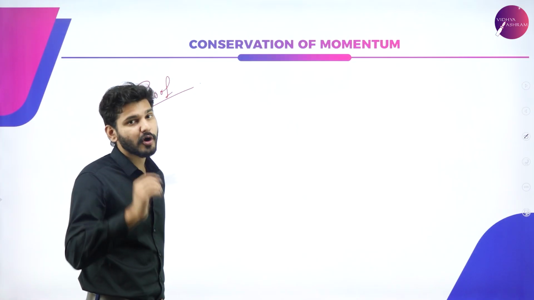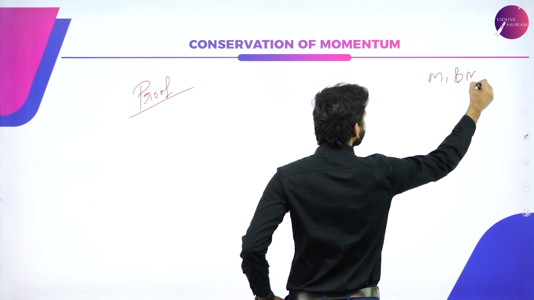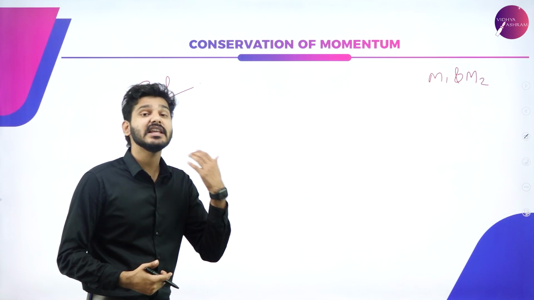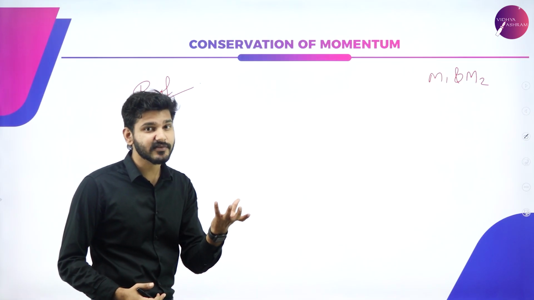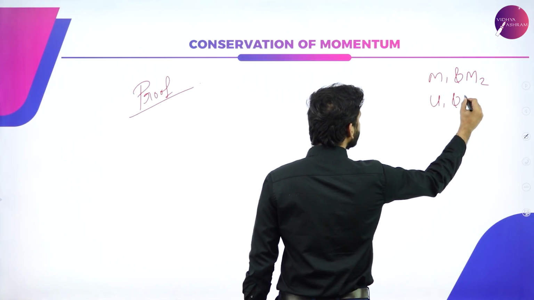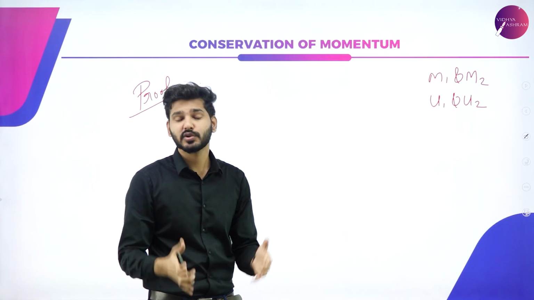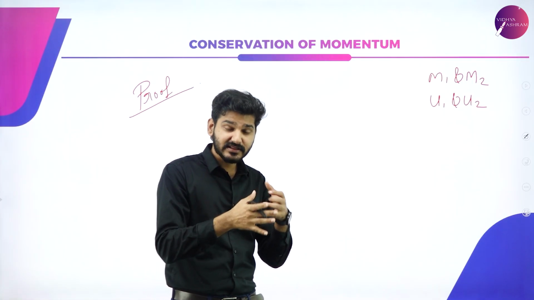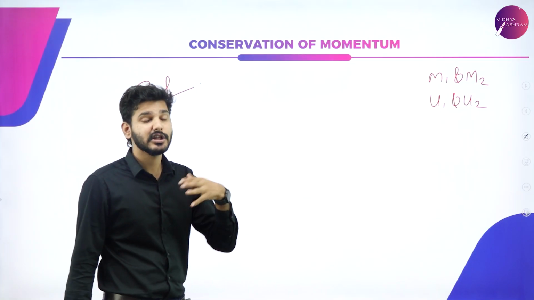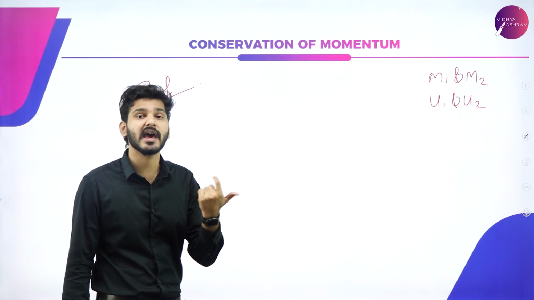Imagine that there are two bodies having masses m1 and m2, which have initial velocities. That is, initially they were traveling with velocities u1 and u2, and they are coming together and are going to collide. So what will happen? When they collide, their velocities or their momentums will change. The new velocities they attain, I'm going to call v1 and v2.